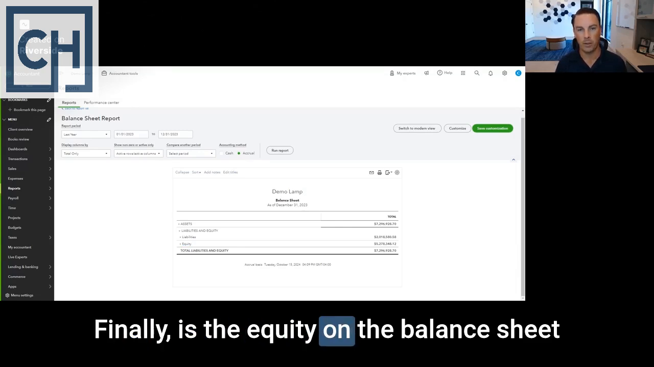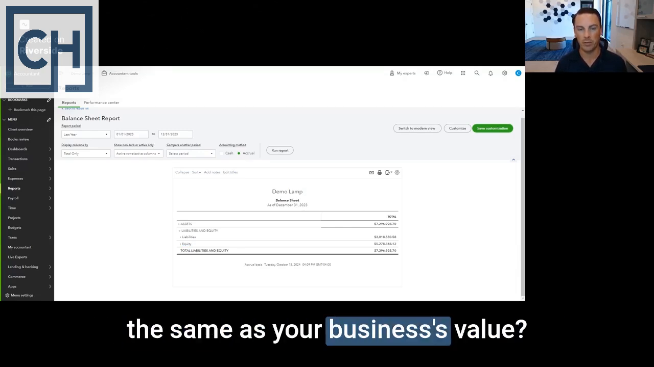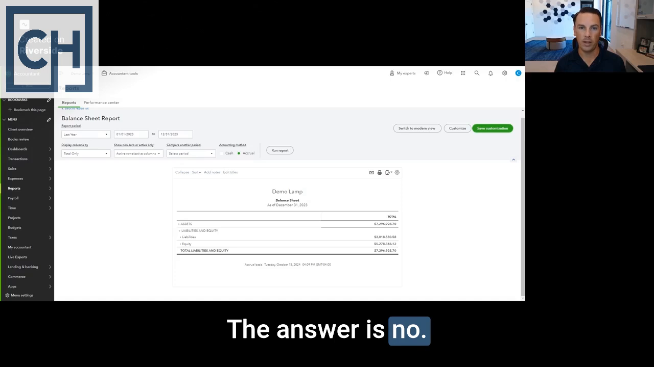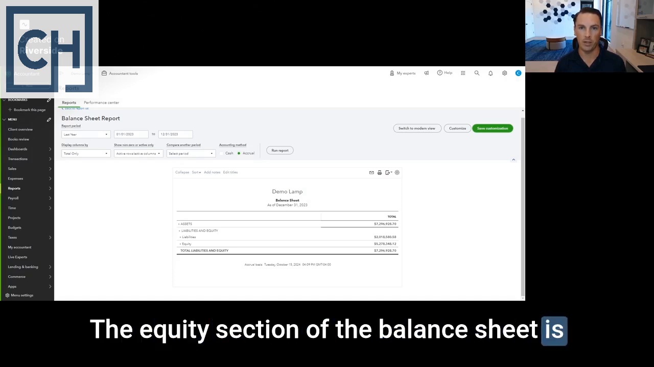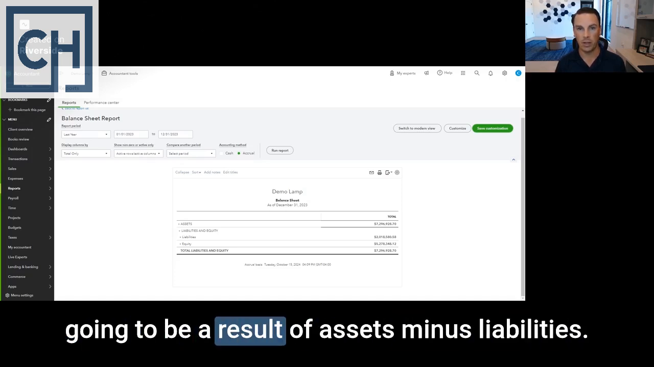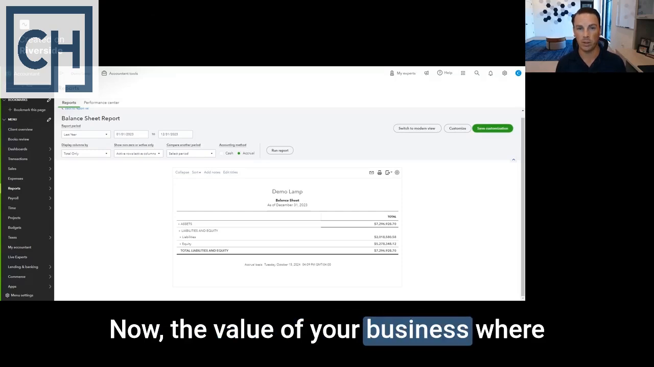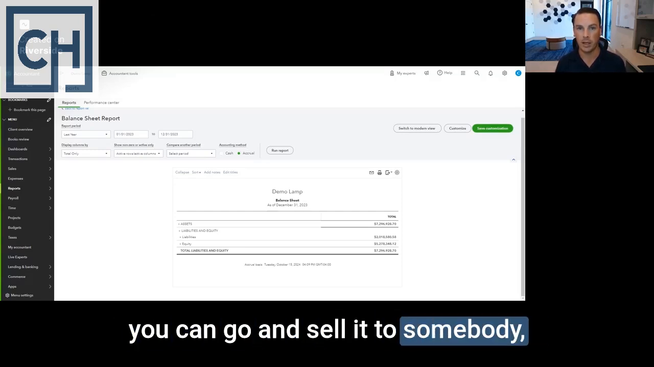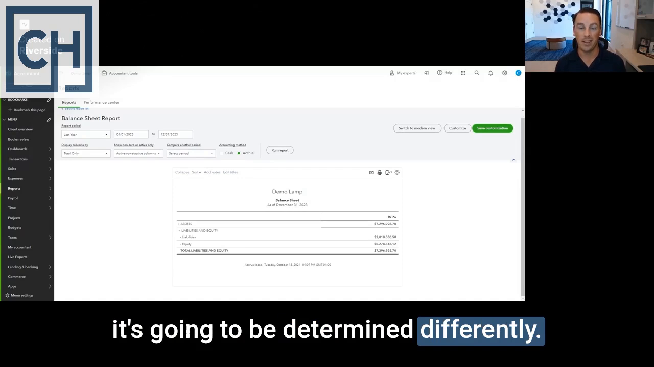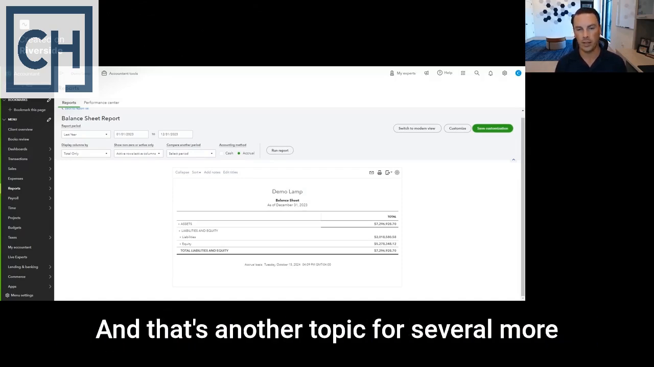Finally, is the equity on the balance sheet the same as your business's value? The answer is no. The equity section of the balance sheet is going to be a result of assets minus liabilities. Again, that's that formulaic equation. Now, the value of your business, what you can go and sell it to somebody, is going to be determined differently. It's going to depend on a whole host of factors, and that's another topic for several more videos.